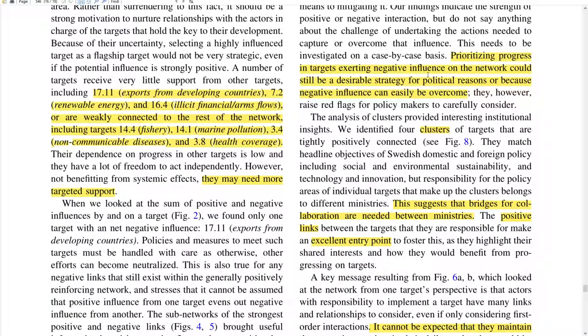Prioritizing progress in targets exerting negative influence on the network could still be a desirable strategy for political reasons, or because negative influence can easily be overcome. So even though, what the authors are saying is that even though we ranked 17.11 at the bottom, it does not mean that it should be forsaken. It could be a different strategy that policymakers in Sweden or any other country doing the analysis would want to start with the negative ones, or have more focused work on the negative ones, because either the negative influence can easily be overcome or because of political reasons.